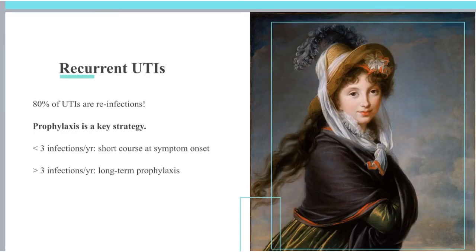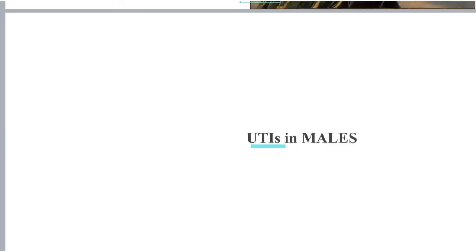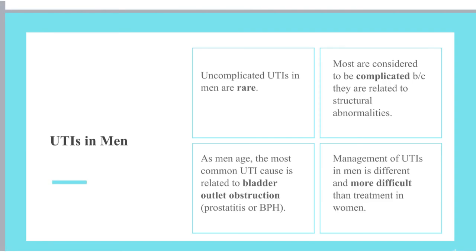Well, unfortunately, up to 80% of UTIs are reinfections. That means that prevention of a recurrent UTI and prophylaxis is a key strategy in managing it. We consider it a recurrent UTI if the patient has more than 3 infections in a year, and that's when the patient is a candidate for long-term prophylaxis. If it's less than 3 infections per year, we treat it as just individual cases, a short course of therapy at the symptom onset. UTIs in men are considered more complicated to treat than in women.